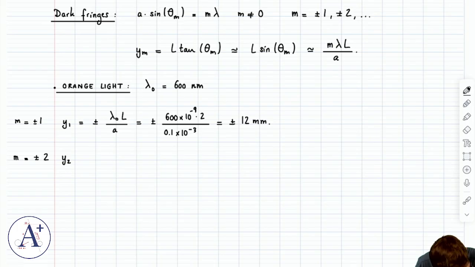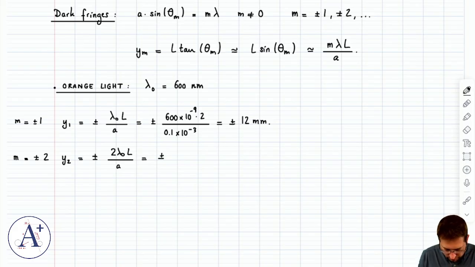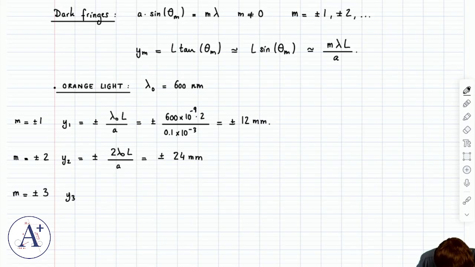For m equal to 2, you get y2 is plus or minus 2 lambda 0 L over a. Lambda 0 L over a is 12, so it's 2 times 12, which is plus or minus 24 millimeters. We can keep going. For 3, it's 3 times 12, which is 36, so plus or minus 36 millimeters, and so on and so forth.